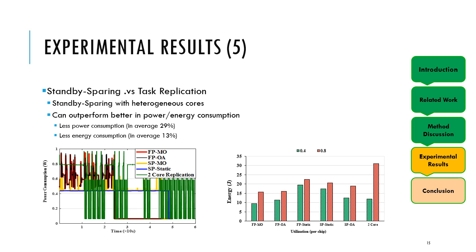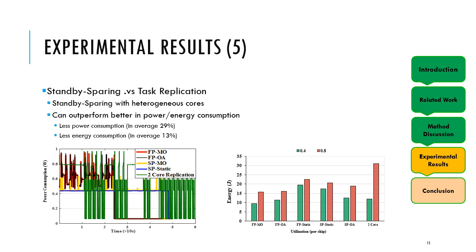We evaluated the methods under two different utilization levels. The effect of heterogeneity on both power consumption and execution time can be seen in the charts. The left chart shows that generally the standby sparing methods, especially those that consider the overlap between primary and backup tasks, have a better execution time than task replication.